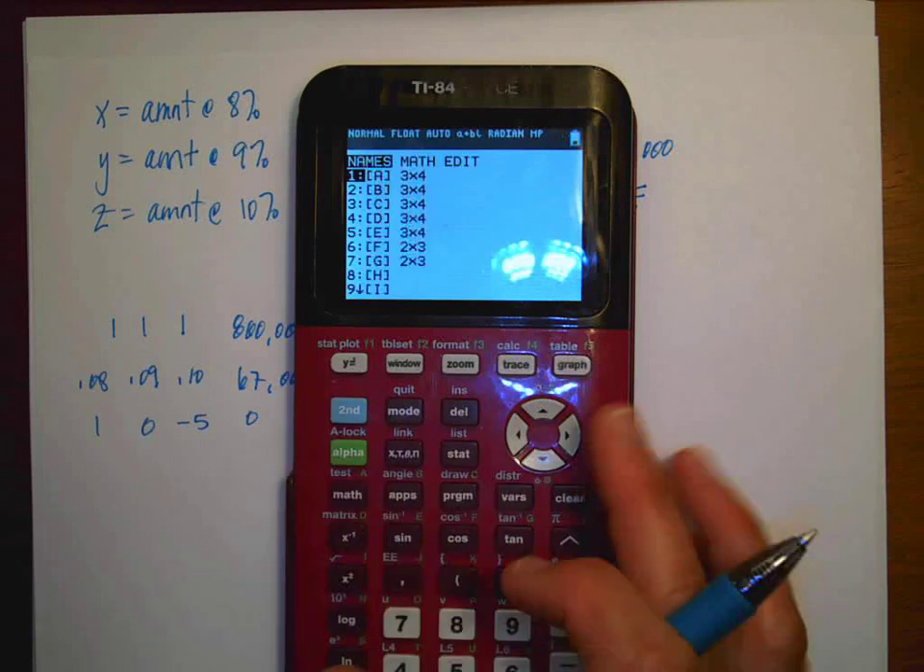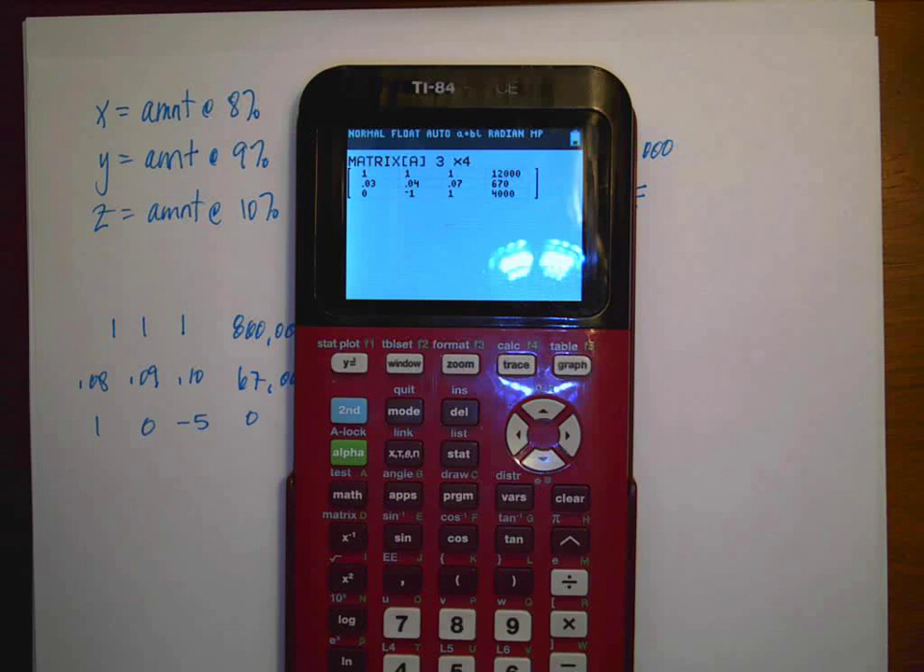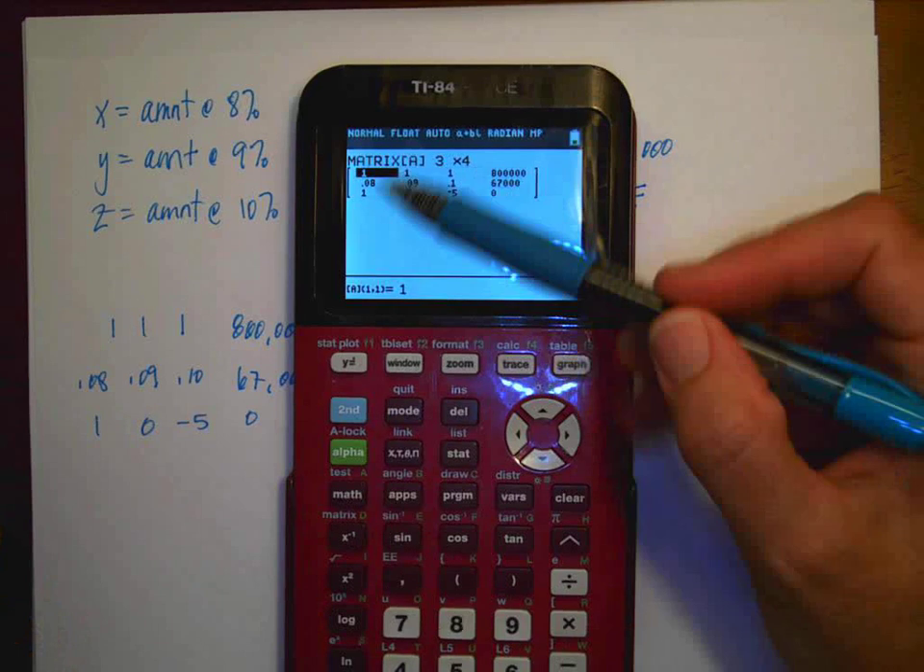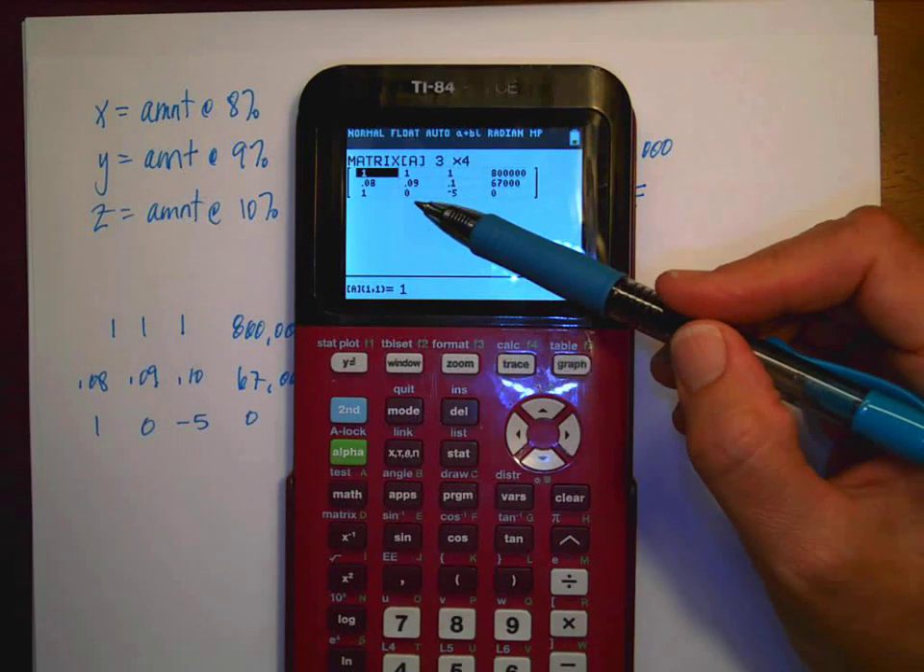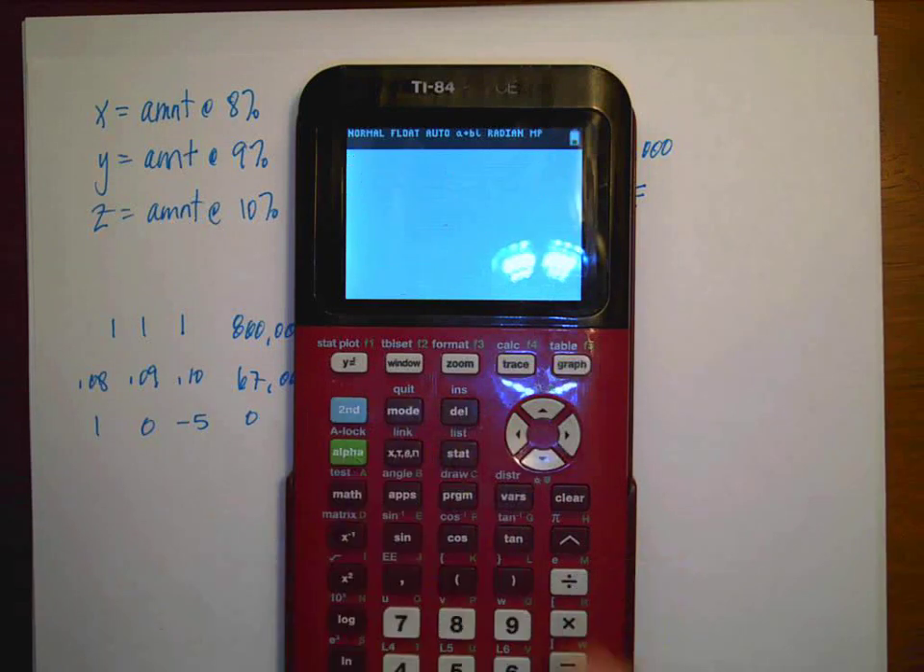I'm going to quit, and I'm going to go to matrix, and I'm going to edit. This time I'm going to edit A, and if I put in my values, oops, it's still a 3 by 4, and I have 1, 1, 1, 800,000, and then I have 0.08, 0.09, 0.10, 67,000, and then 1, 0, negative 5, and 0. And then I go in and check. There's my 1, 0.08, 0.09, 0.10, 1, 0, negative 5, and it looks pretty good.